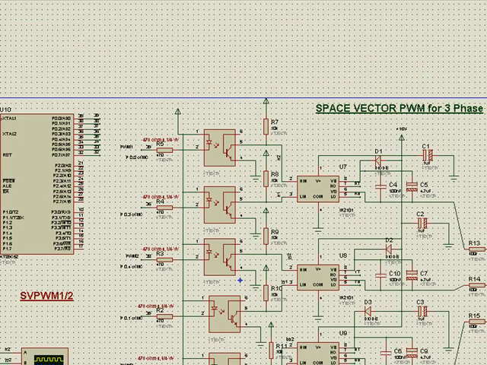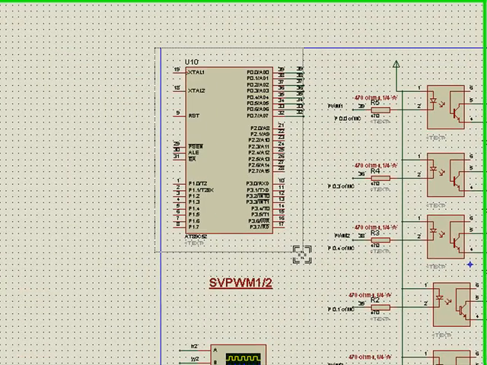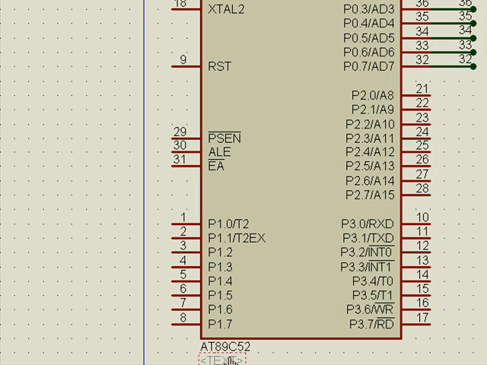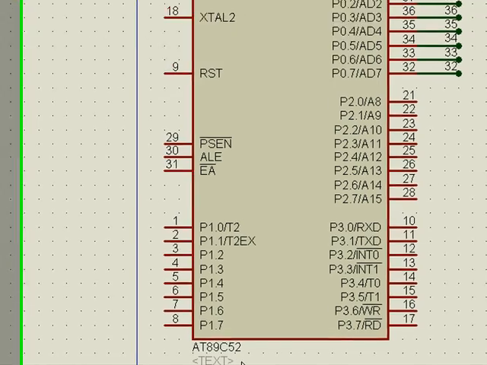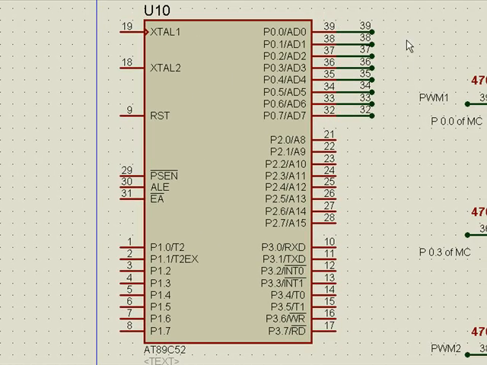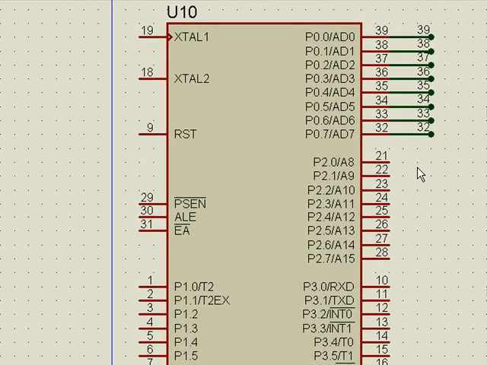This uses a microcontroller. As usual, we have a microcontroller, which is 89S52, and then we're using port 0 for the purpose of getting the pulse width modulated output, and this is for R. It is the complementary of R. Then this is Y, this is the complementary of Y. This is B, and this is the complementary of B.